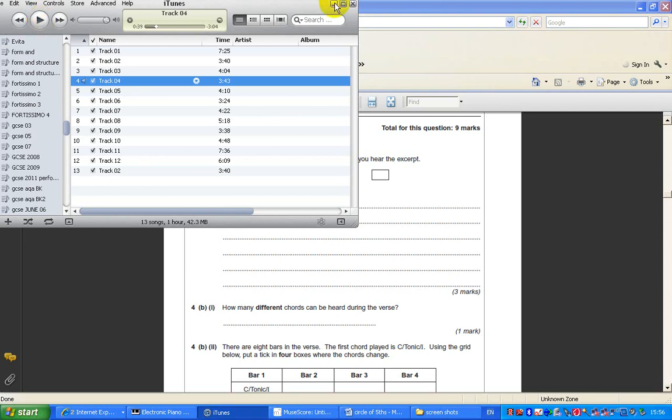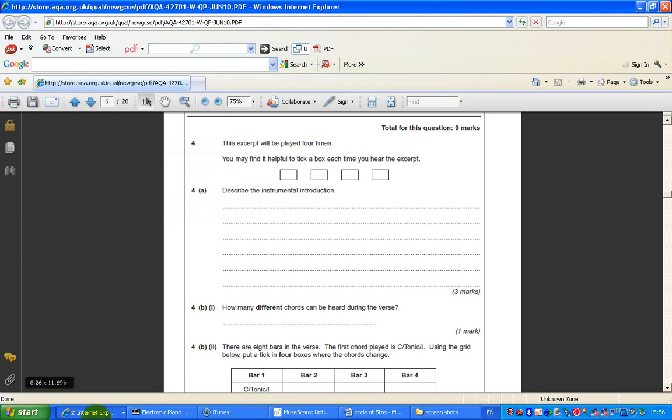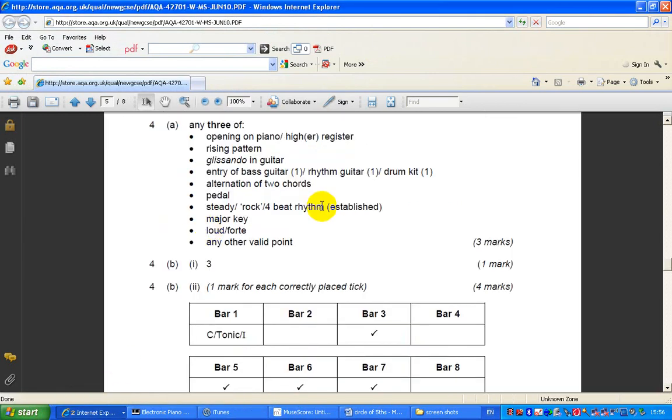Okay, and let's go to our mark scheme now and have a little look and see what they're saying. So we've got piano in the opening, high register, rising pattern, glissando in the guitar, bass guitar, rhythm guitar, drum kit, alternating between 2 chords, pedal, there was a pedal used. It was a steady rock, 4-beat rhythm, major key, it was quite loud, and again, any other valid point.